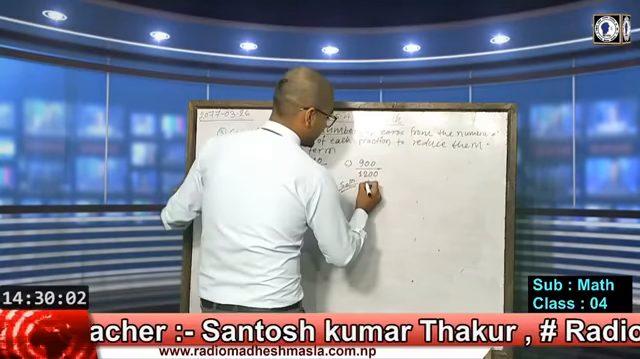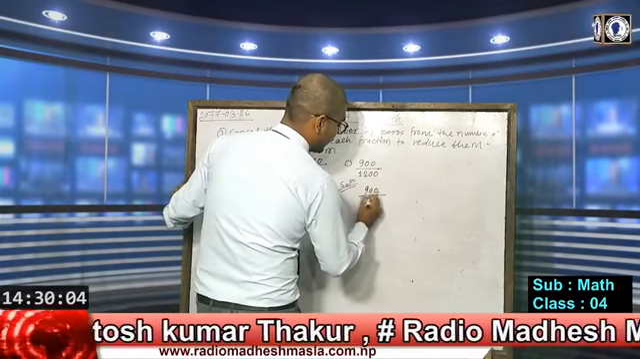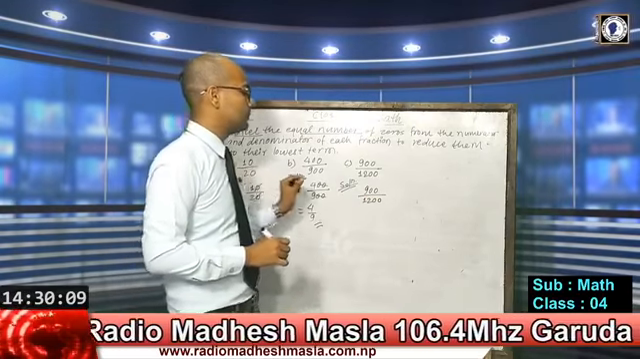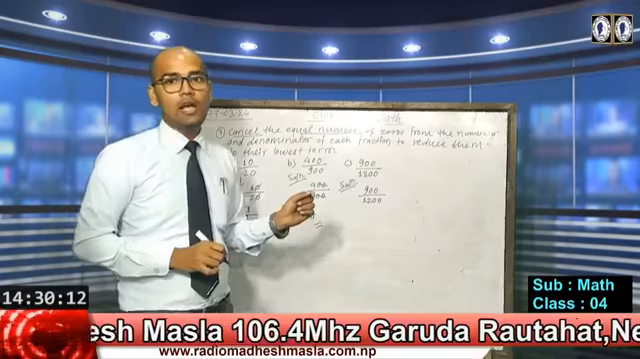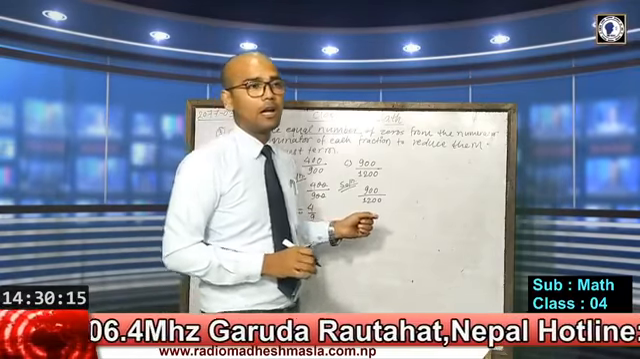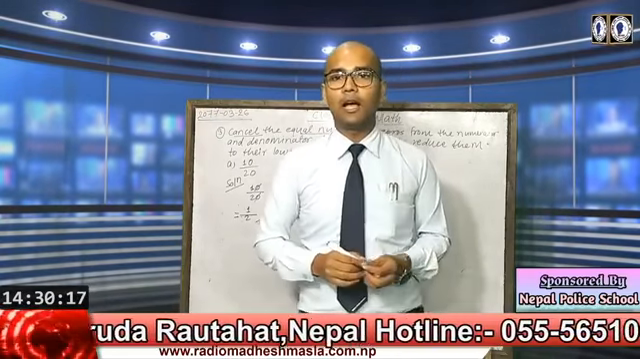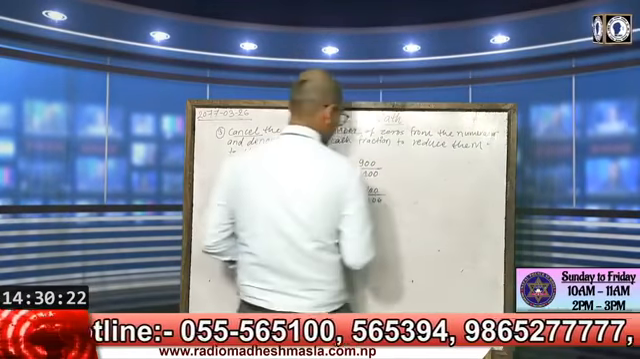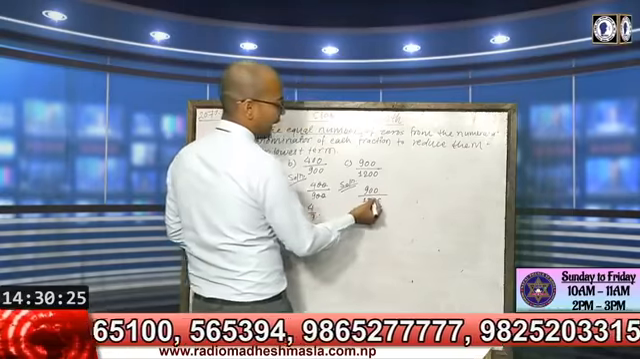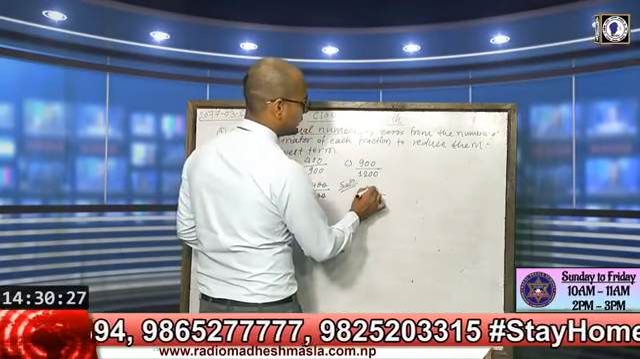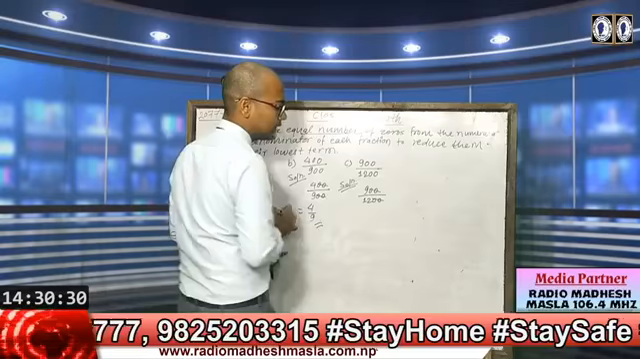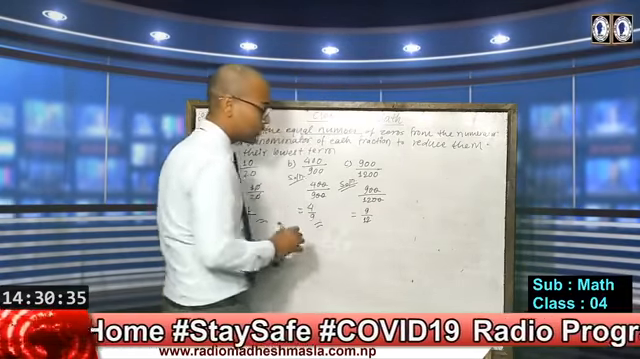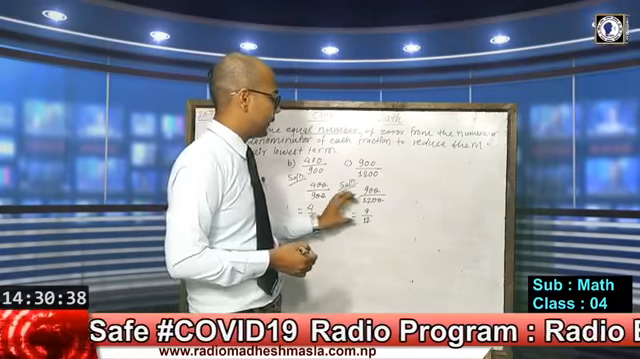So 900 by 1200. While cancelling the zeros, we must count the number of zeros: how many zeros are in the numerator and how many in the denominator. We can find 2 zeros in the numerator and also 2 zeros in the denominator. So we should cancel the equal number of zeros. Then we will get 9 by 12.